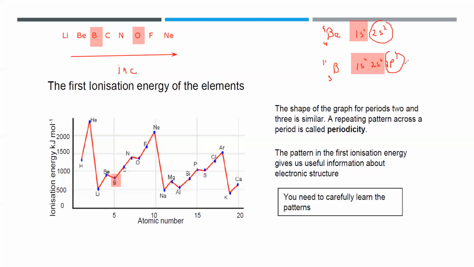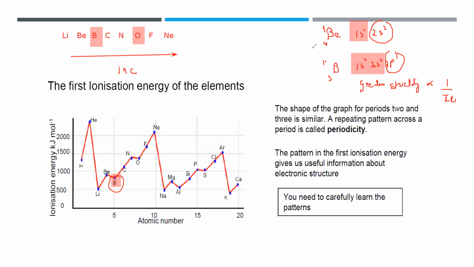So which one has a greater shielding effect? Boron will have a greater shielding effect. And as I told you, shielding effect and ionization energy are inversely proportional. So due to the greater shielding effect, boron, even though it has more protons, does not follow the same trend. It should be higher, but it's not higher. It does not follow the same trend because of the shielding effect.